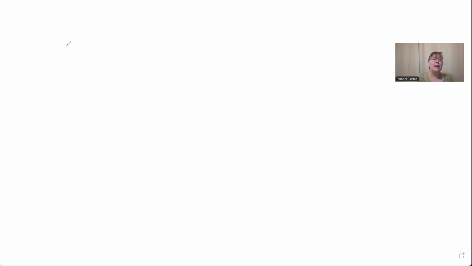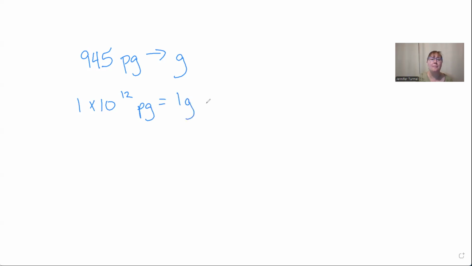Our first one on this list is 945 picograms to grams. If you take a look at what you have above, you'll see that the unit says there are 1 times 10 to the 12 picograms in 1 gram.